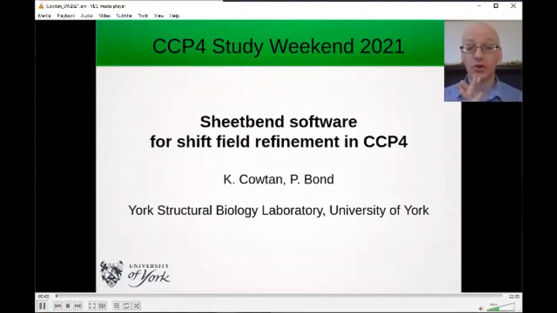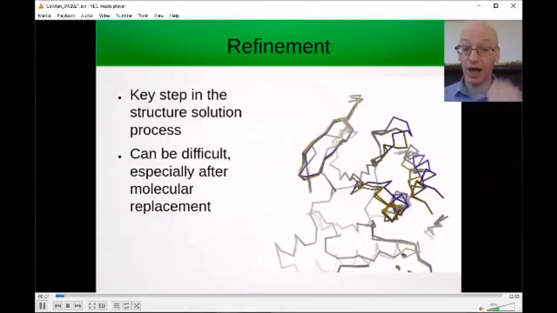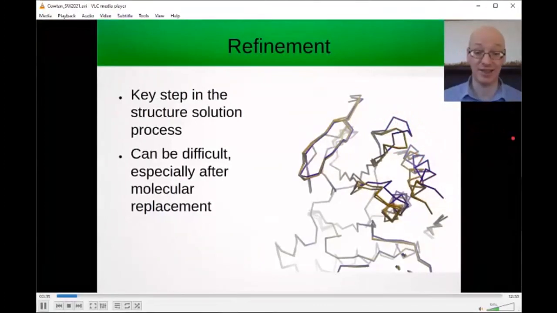Hello, I'm going to talk to you about our implementation of shift field refinement in CCP4, and in particular the sheet bend software which we've used to do that. The software is designed to do refinement. It's a key step in the structure solution process, but it can be difficult, especially in the case of molecular replacement, when we may have significant differences between our molecular replacement model and the structure that we're trying to solve. For example, this loop or this helix here.